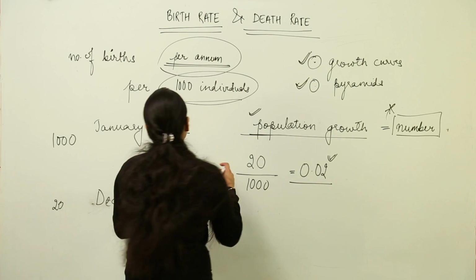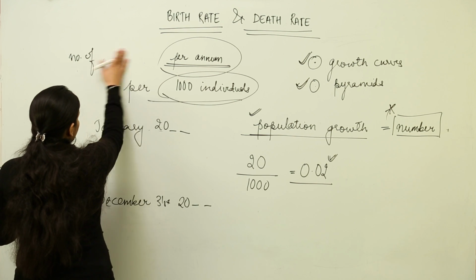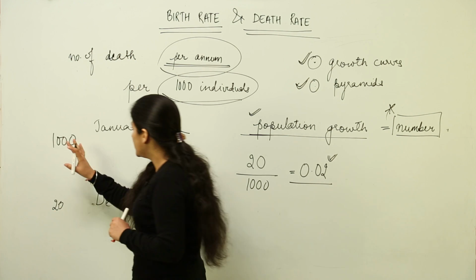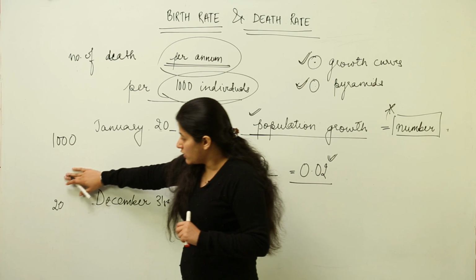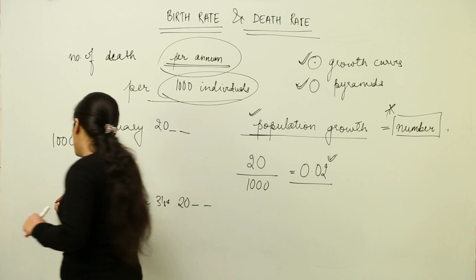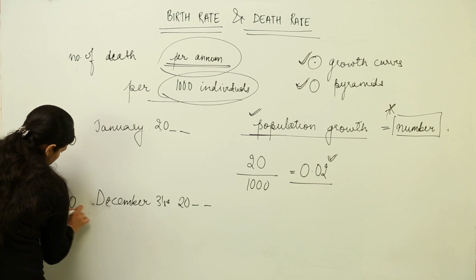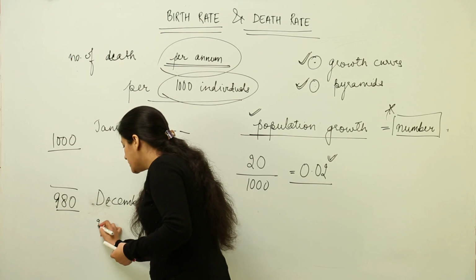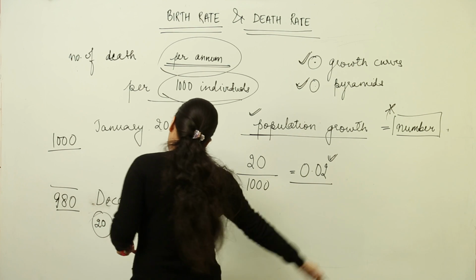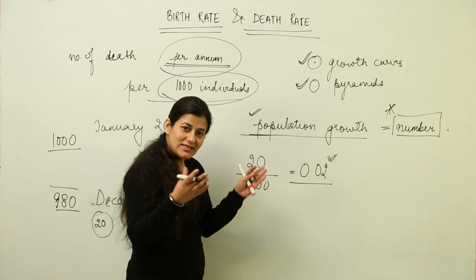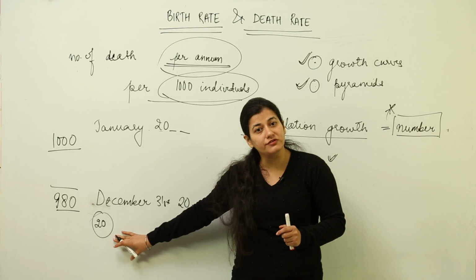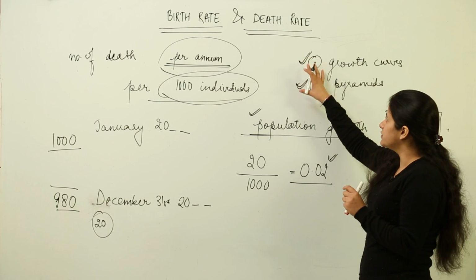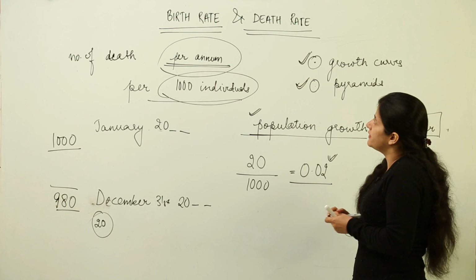The same goes for the death rate. Instead of the number of births, it would be the number of deaths. Consider that in the beginning there were 1,000 individuals, and those 1,000 individuals got reduced to 980 individuals. That means 20 deaths have occurred. In the same way, you take the number of deaths per 1,000 individuals and you arrive at the death rate.